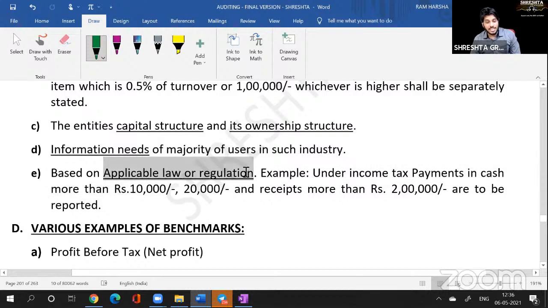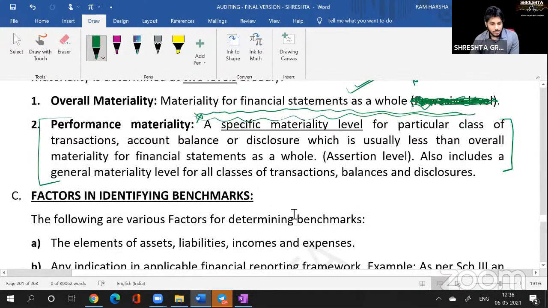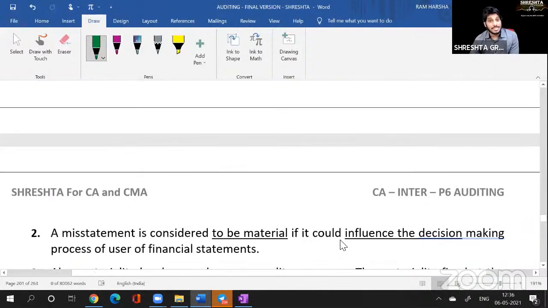And is there any indication in law or regulation? Based on law or regulation also you can take, suppose Telecom Regulatory Authority of India, telecom companies, you can take AGR as a benchmark. Adjusted gross revenue in telecom companies. Sir, what is adjusted gross revenue? No need. I'm just giving an example. That explanation is not required. That's it. So with this, the concept of materiality discussion is completed.